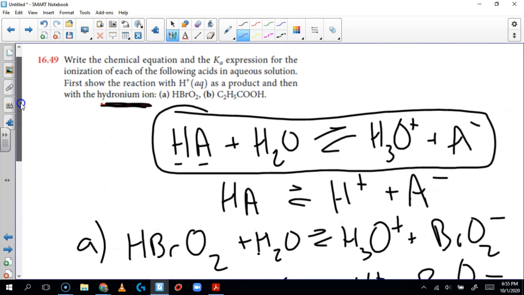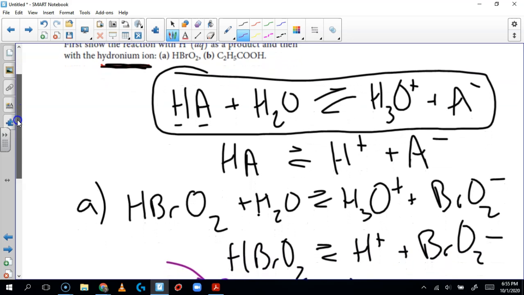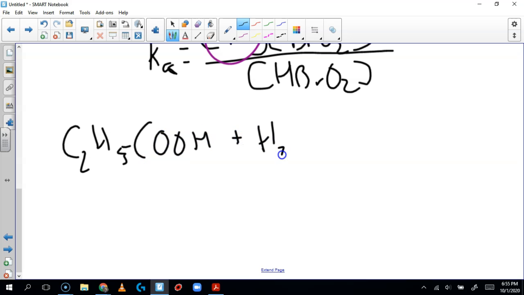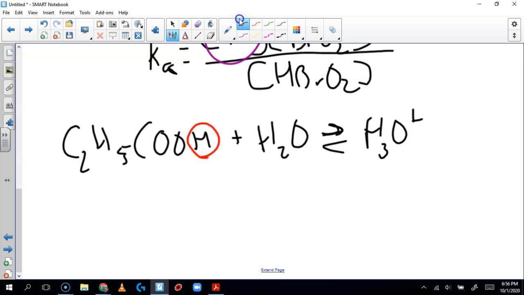Okay, so if we're going to do part B, this was the compound C2H5COOH plus H2O in equilibrium with, not reacts to form, H3O plus, and the ionizable H is this one here. For organic compounds, the ionizable H is at the end. And so that's going to then be plus C2H5COO minus. So this is for part B.